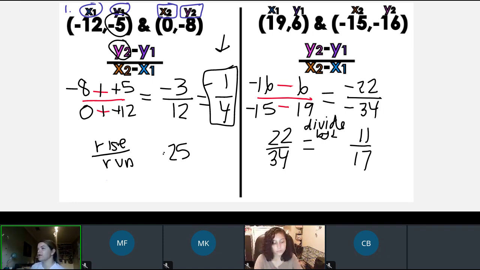Okay, questions about finding slope using this slope formula? I actually write with this little pen. I have like a tablet and a pen.